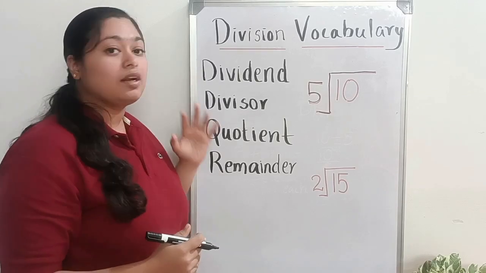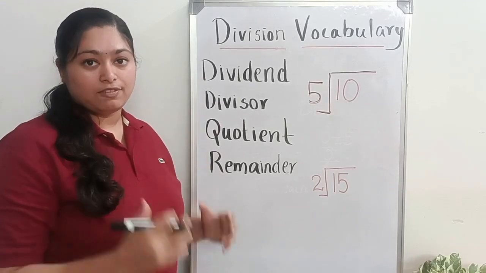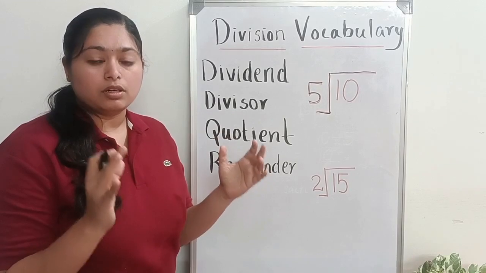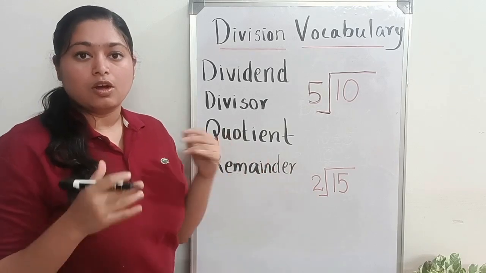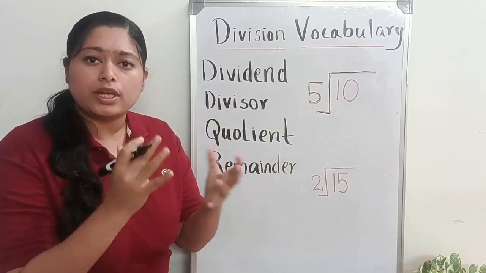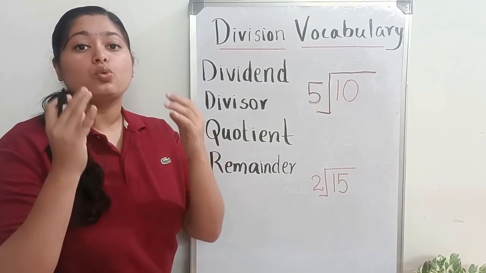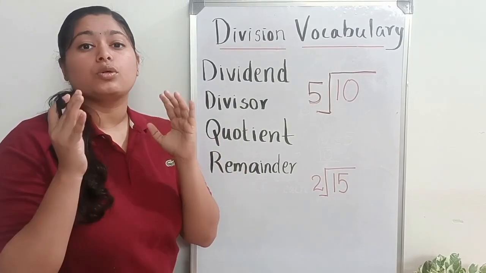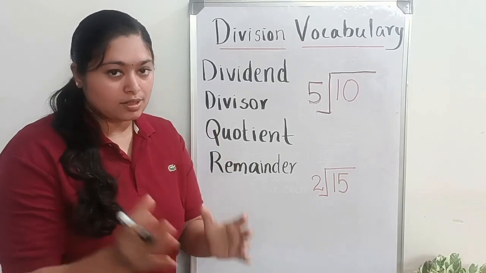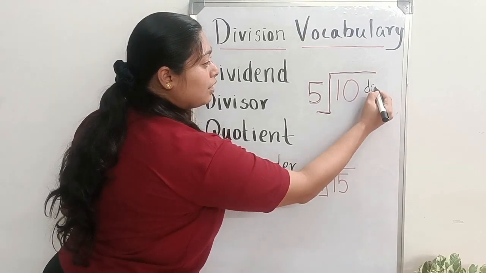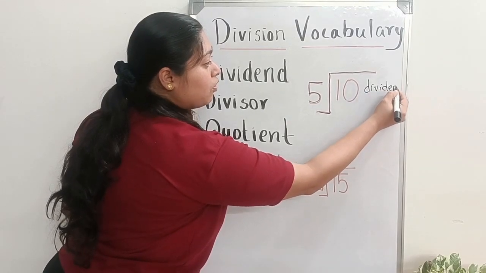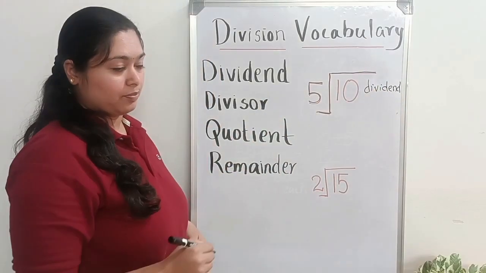Let us start with dividend. As a definition, I'll say the number which needs to be divided into groups, or the main number which you want to share. In this example, you have 10 sweets with you. You want to share the 10 sweets. So, this 10 is your dividend. We call it your dividend.